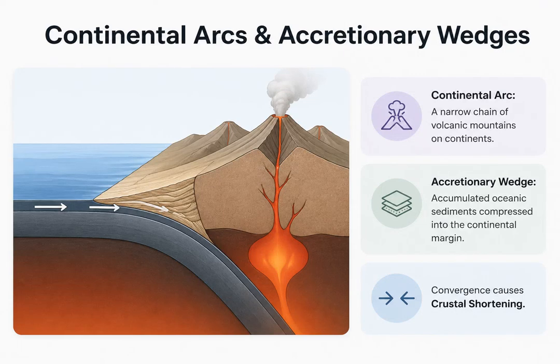As the oceanic plate dives down, it carries thick layers of sediment. Much of this sediment gets scraped off against the edge of the continent, piling up in the trench to form what we call an accretionary wedge. This compression leads to crustal shortening. Meanwhile, deeper down, the subducting plate melts. The resulting magma pushes up through the continental crust, erupting to form a continental arc, which is a chain of volcanic mountains on land, like the Cascade Range.